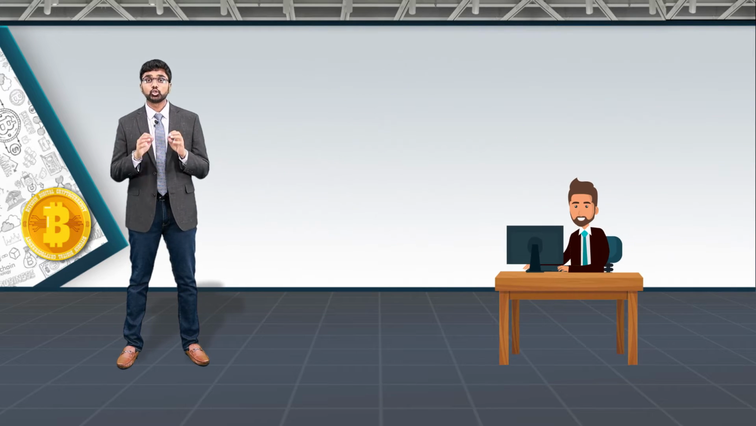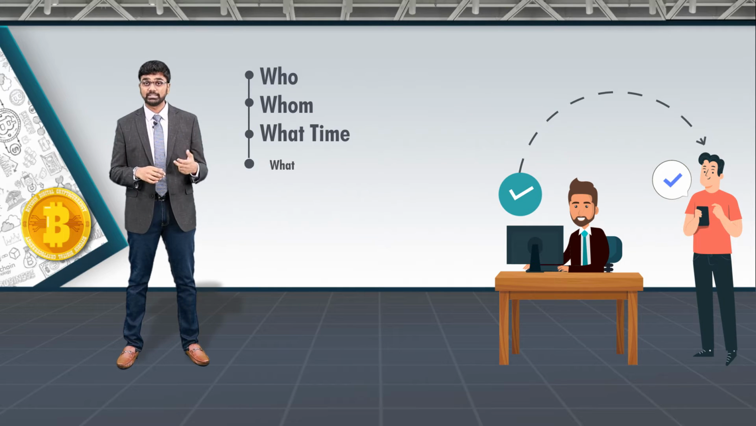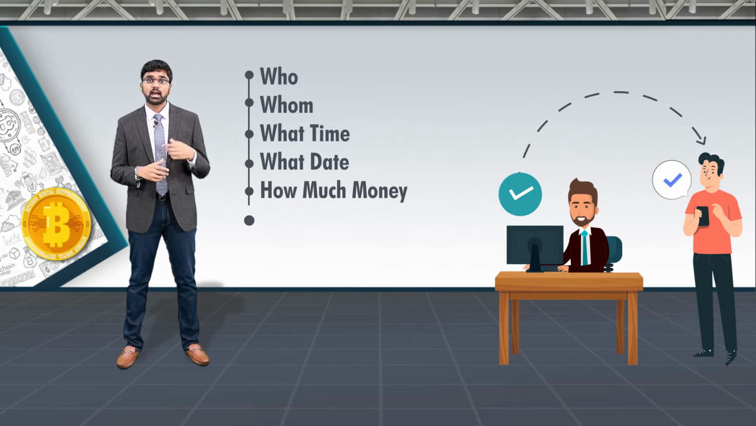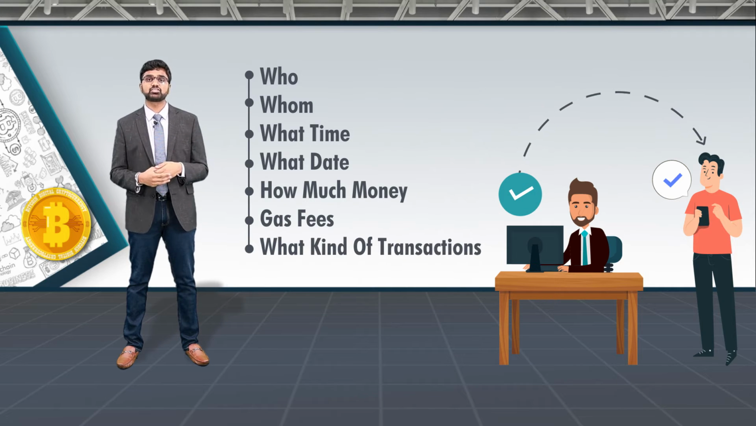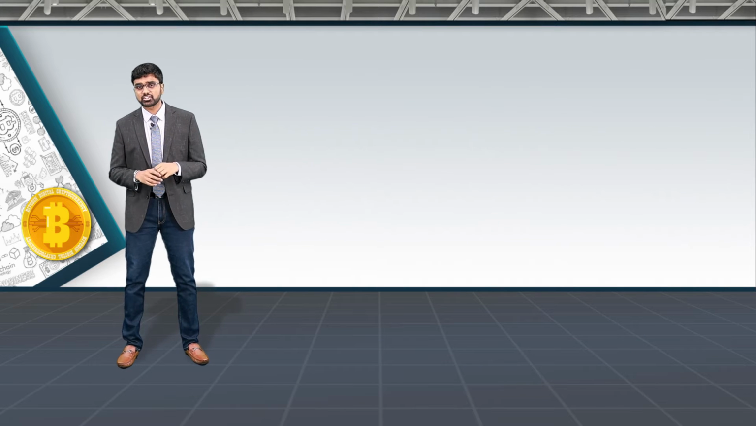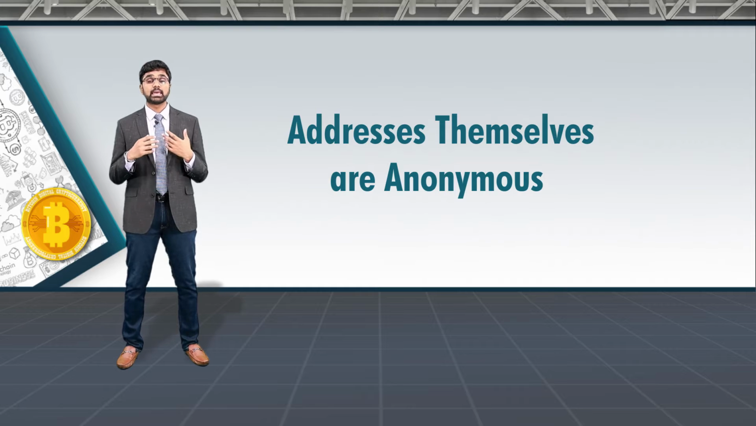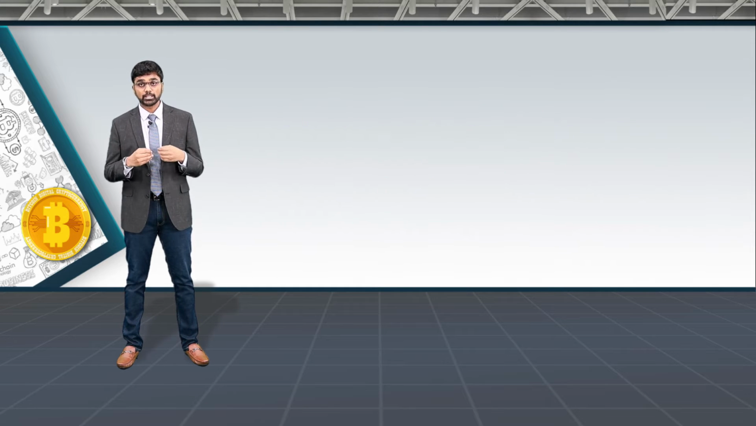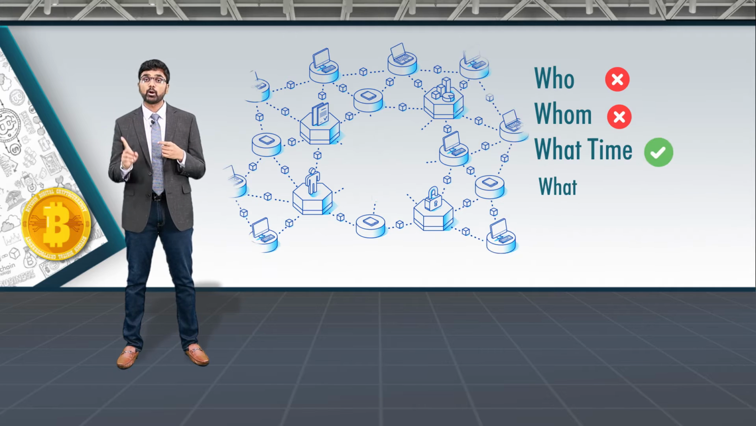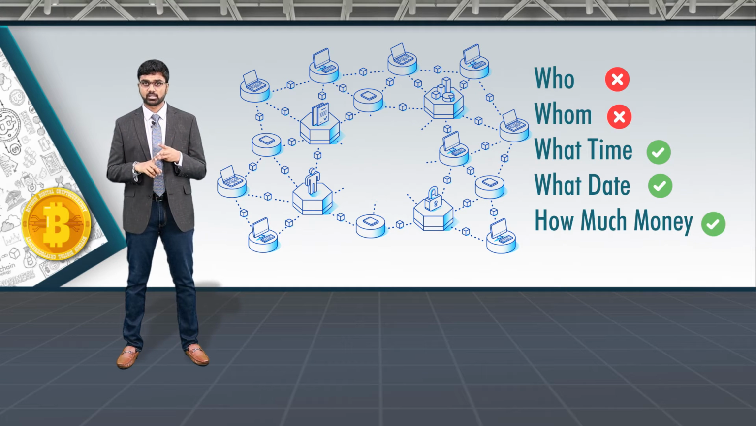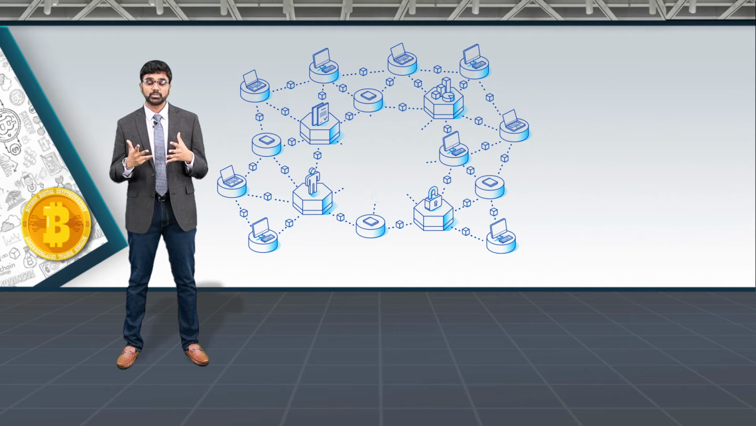So basically, you can see who is sending money to whom, at what time, what date, how much money was sent, how much he or she has paid in gas fees, and what kind of transactions have happened. All the transactions are open and transparent, but the addresses themselves are anonymous. So I don't know who sent that particular amount to whom, but I know at what time, what date, how much money was sent.